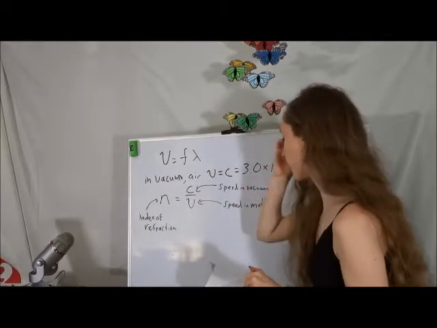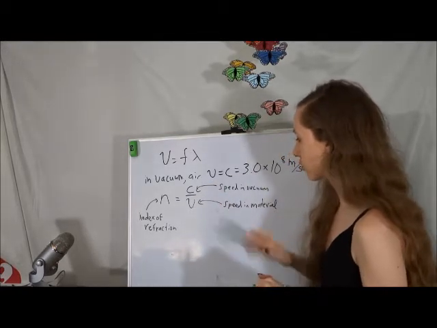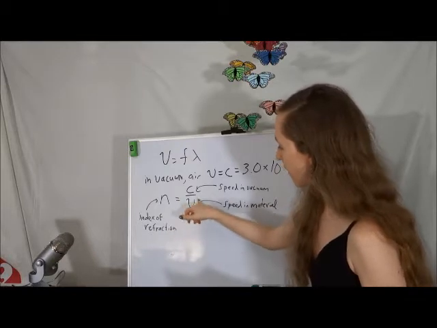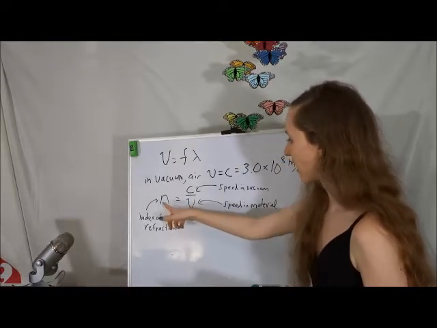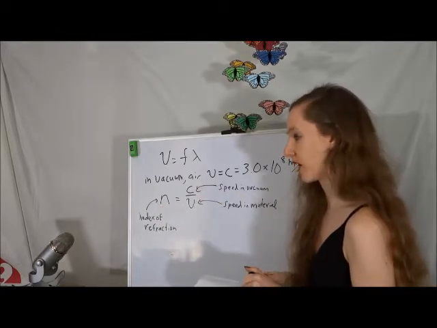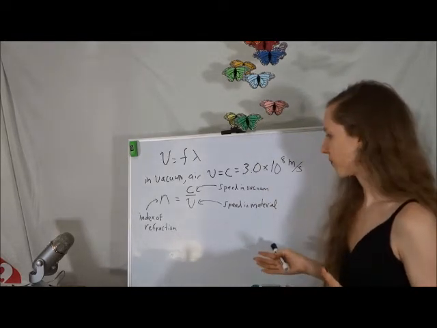And so basically what our index of refraction tells us is how much our light slows down when it's in a material. If n is really big, that means that v is proportionally really small compared to c. And if n is very close to 1, that means that our light is traveling at very close to the speed of light in vacuum. So are there any questions on this?